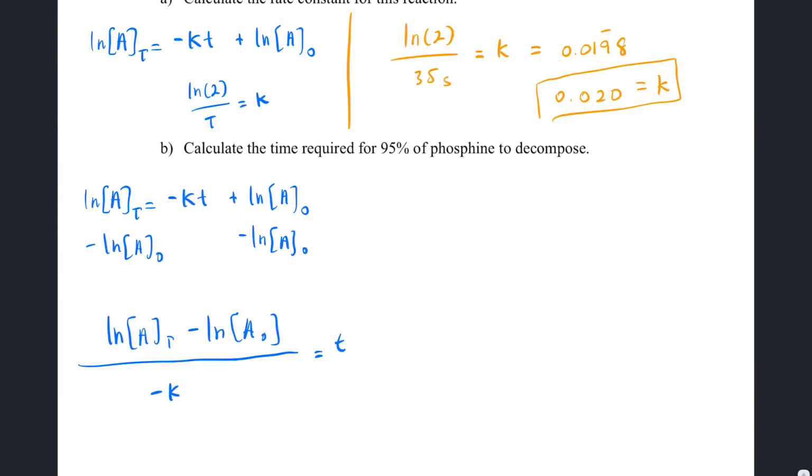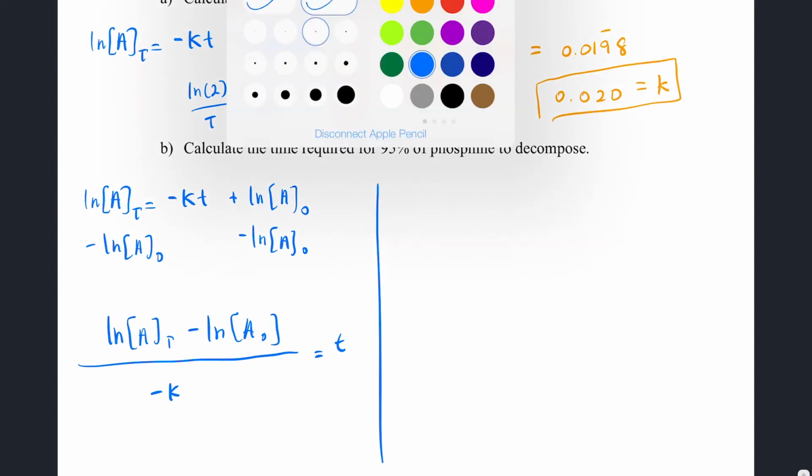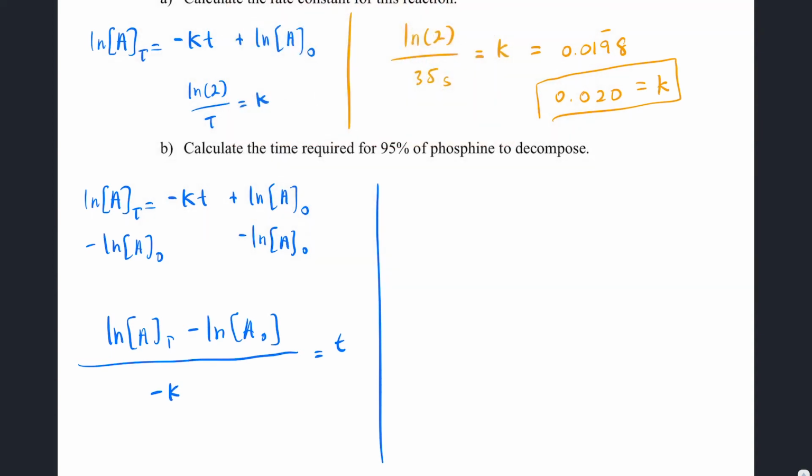So let's see. Calculate the time required for 95% of phosphine to decompose. Well, if 95% of the phosphine decomposed, let's imagine we had a 1 molar concentration of our original starting point. If 95% decomposed, that would mean I have only 5% remaining after the time has passed. So what would I plug into my values here? Well, for my A at time t, that's the time that it would take for 95% to decompose.